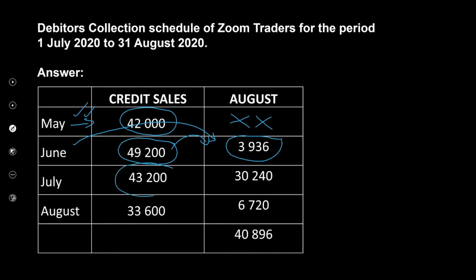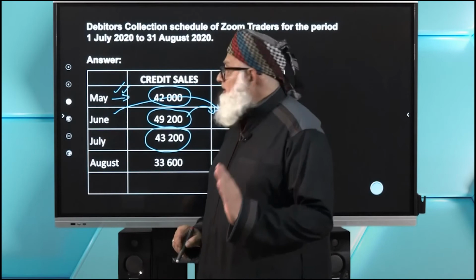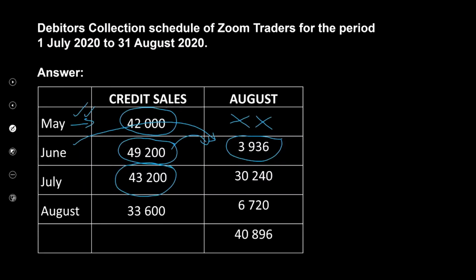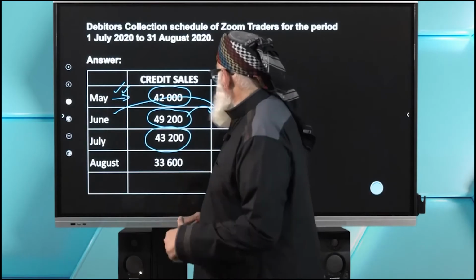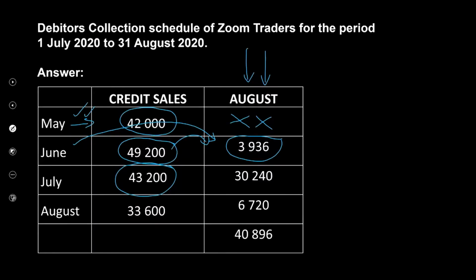which we calculated to be 43,200. Again, the question is, how will we calculate July? Because remember, all that we require is the August component of the cash budget, right? So therefore, taking July into consideration, some will pay you in July, the 20%. The 70% will pay you in August, so we can do that calculation now.